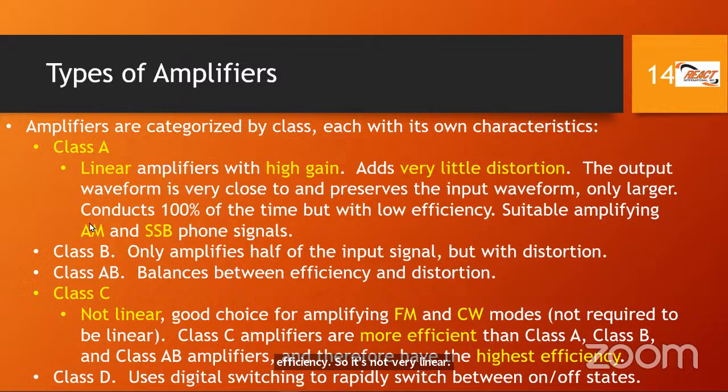So notice we said the class A was good for AM and SSB, amplitude modulation and single sideband. Well, the class C is pretty good for FM, frequency modulation, and CW, continuous wave, also sometimes called Morse code. So you see, we have the different modes and the types of amplifiers that are quite suitable, or that you will select if you're building a circuit for that particular mode. So we need to talk about the class D as well. And class D is actually using what we call digital switching, or switching mode, using electronics to rapidly switch between on and off states. So you have class A, class B, class AB, class C, and class D.